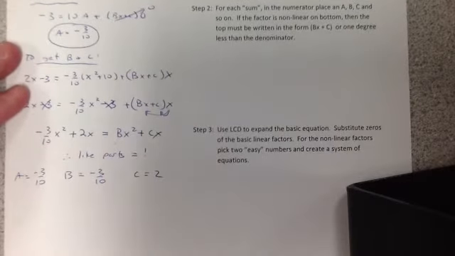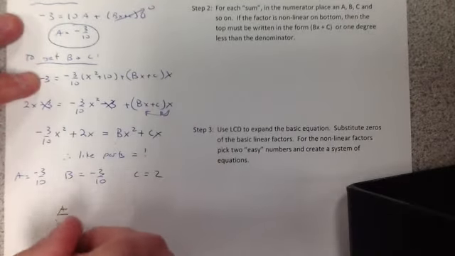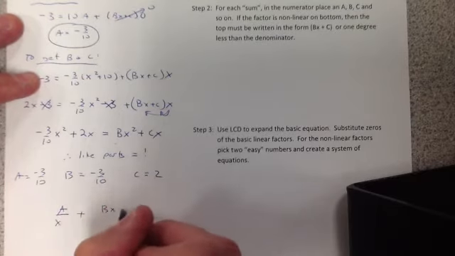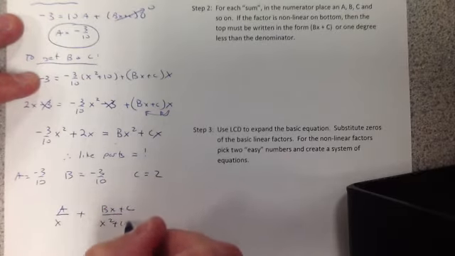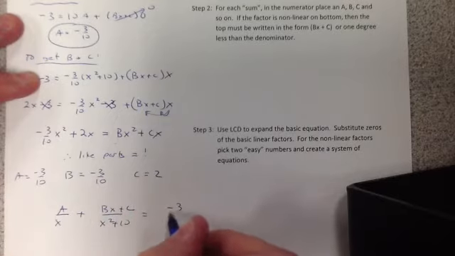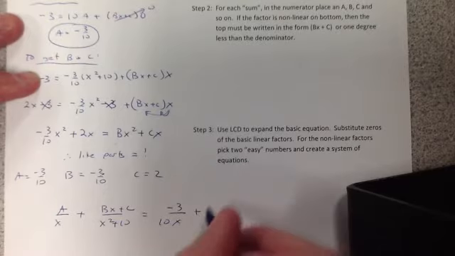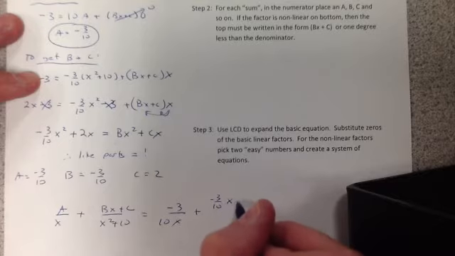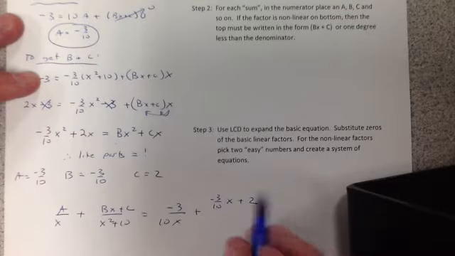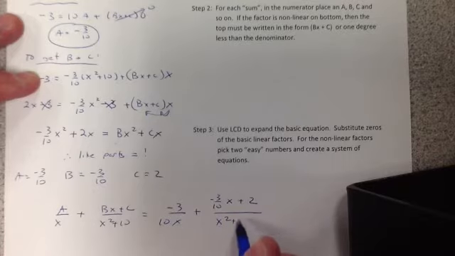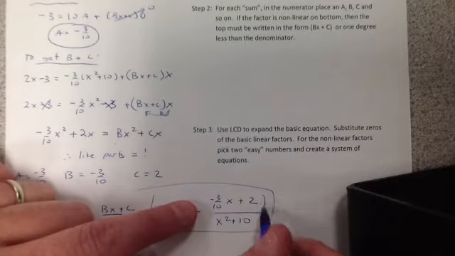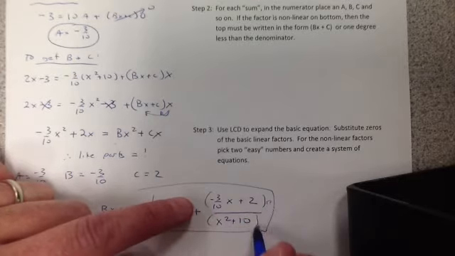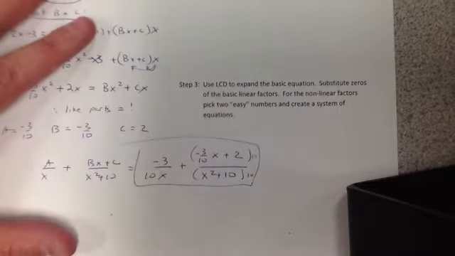So now when I write my expansion, remember it was a over x plus bx plus c over x squared plus 10, and that's going to give us negative 3 over 10x, a really cool way to write that one, plus now b, we don't normally like to write it like this, but we're okay, negative 3 over 10x plus 2 for my c, over x squared plus 10. Now this is okay to write, but we don't like that 3 over 10, so at the end we just multiply both top and bottom by 10, and that's going to clean it up a little bit.